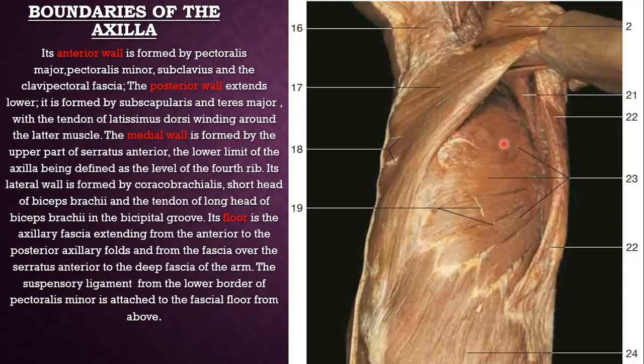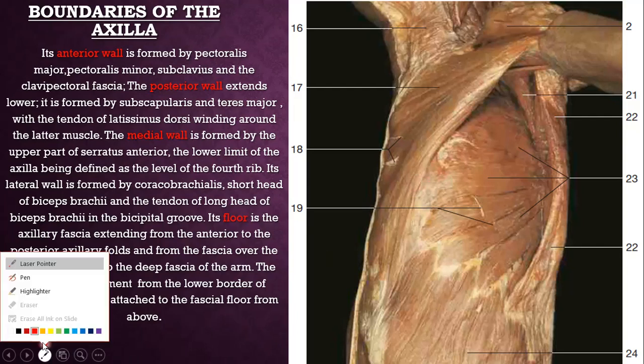Now its lateral wall, which is not here, is formed by the coracobrachialis muscle, the short head of biceps brachii, and the tendon of the long head of biceps brachii in the bicipital groove. The other name of the bicipital groove is the intertubercular groove. Now the floor is formed by the axillary fascia. Now let me see if I can draw that.